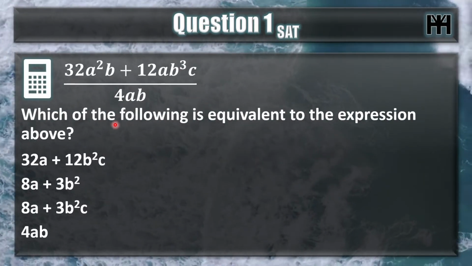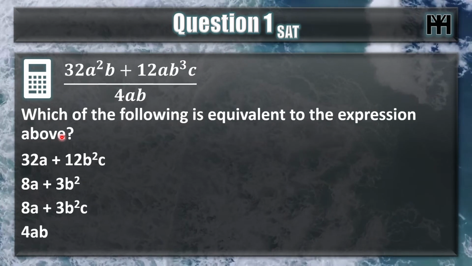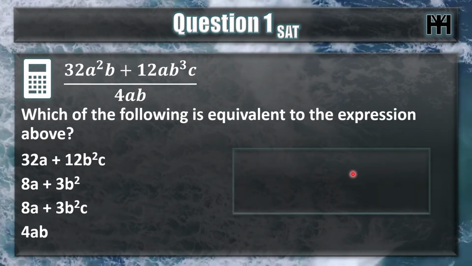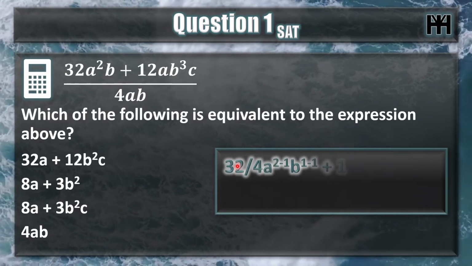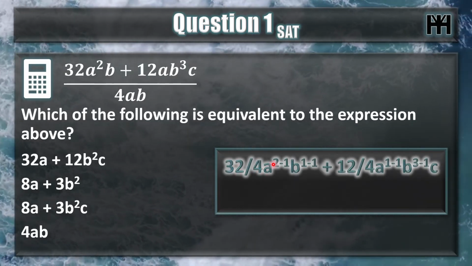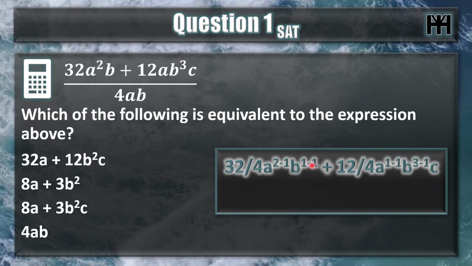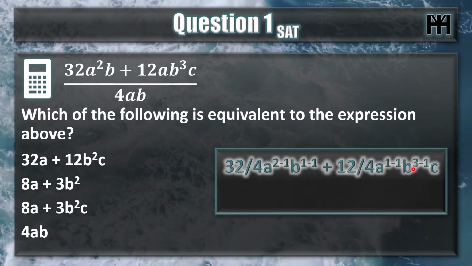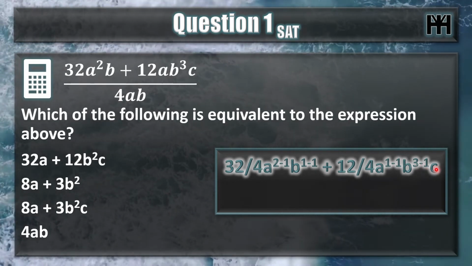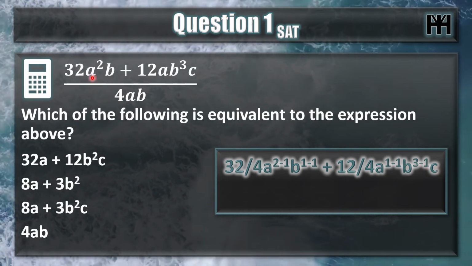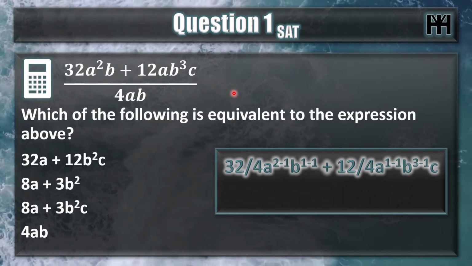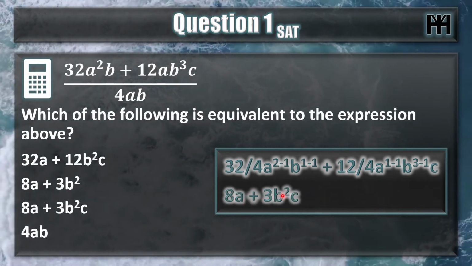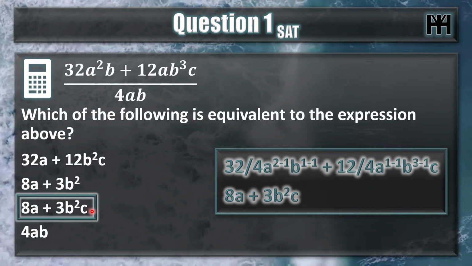Question 1. Which of the following is equivalent to the expression above? Okay, so we'll take this expression and we'll separate them and divide them. We have 32 over 4, a squared minus 1, b power 1 minus 1, plus 12 over 4, a power 1 minus 1, b power 3 minus 1, c. So we divided the coefficients and subtracted the exponents. Okay, so the answer will be 8a plus 3b squared c. This one.